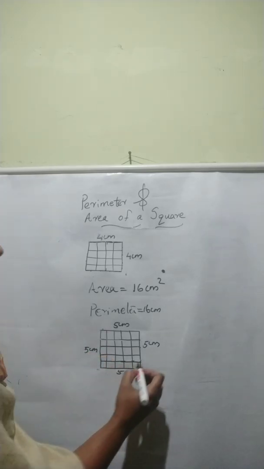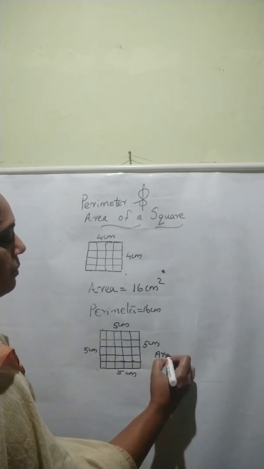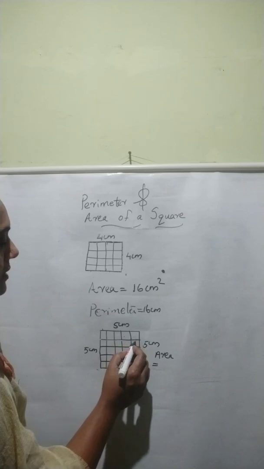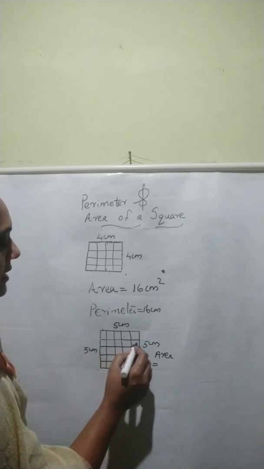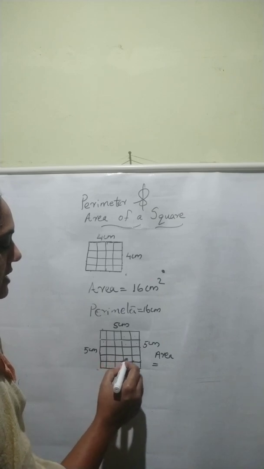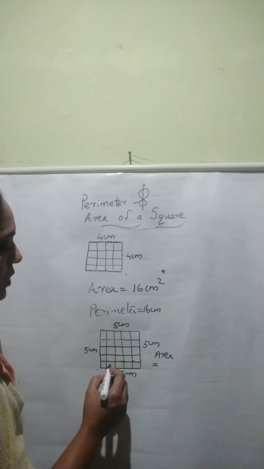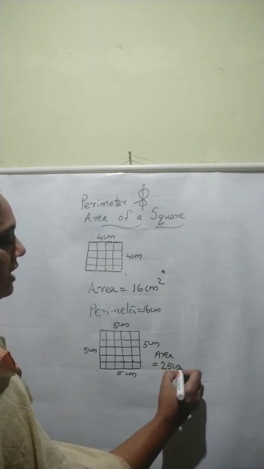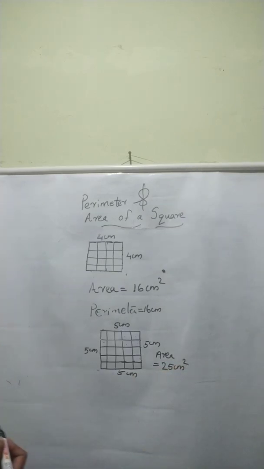Now we can find the area of this square shape. Area. That is 1, 2, 3, 4, 5, 6, 7, 8, 9, 10, 11, 12, 13, 14, 15, 16, 17, 18, 19, 20, 21, 22, 23, 24, 25. Okay, 25 centimeter square is the area of this square.